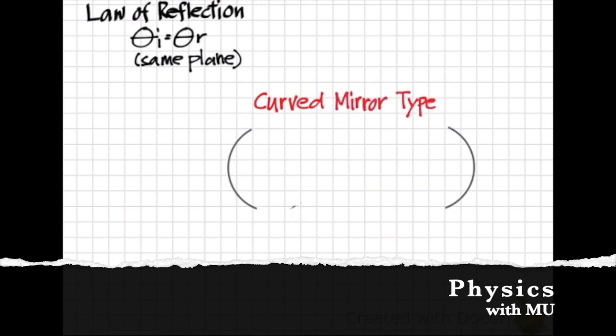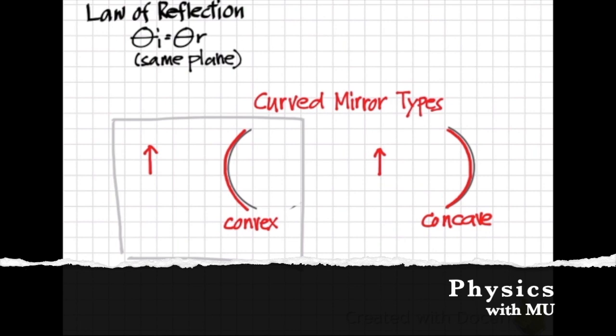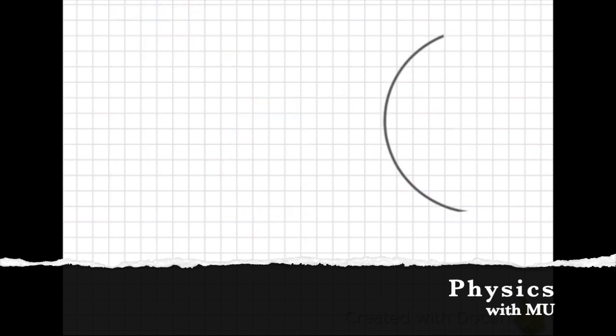What I have on the screen are the two types of curved mirror. This is a convex mirror and this one is a concave mirror. When the reflecting surface is this bulging part of the mirror, it is a convex. When the reflecting surface is here, it is a concave mirror. Let's focus on the convex mirror in this video. In my next video, I'll show you ray tracing techniques when we have concave mirror.